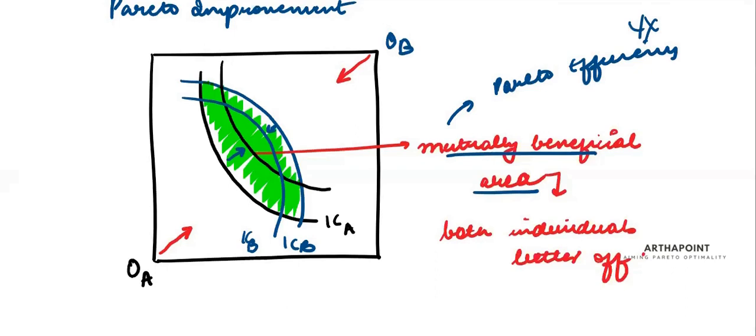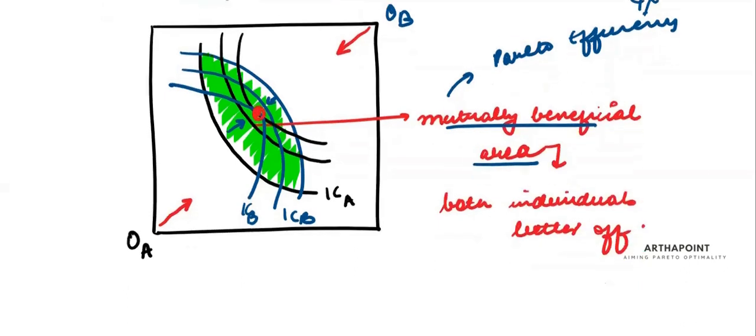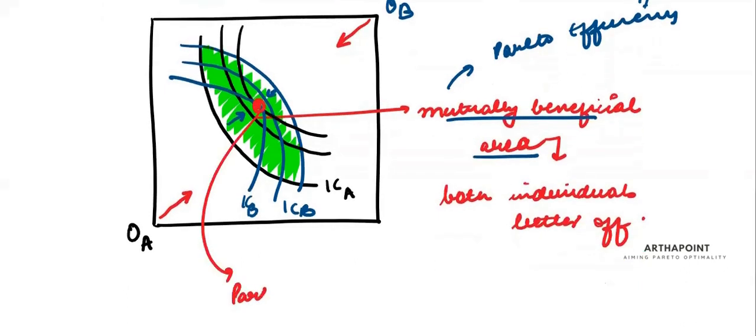But the moment this lens shape area is zero, there is no area left in between, something like this. Completely exhausted. There is no lens shape area in between. You have attained this point right here. Then this is a Pareto efficient point. Because now, if individual A wants to go further away from the origin, B will have to go towards his origin. He will have to reduce his utility.